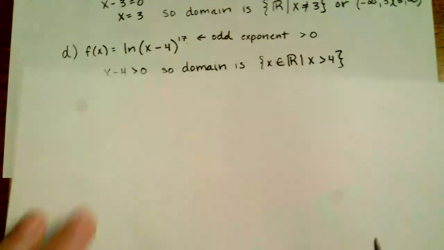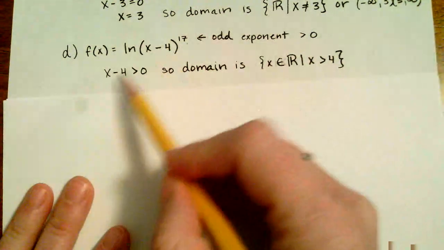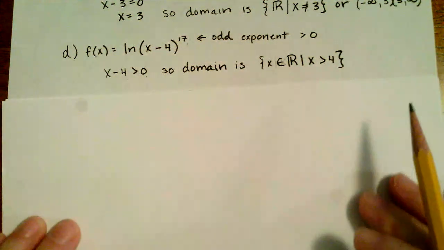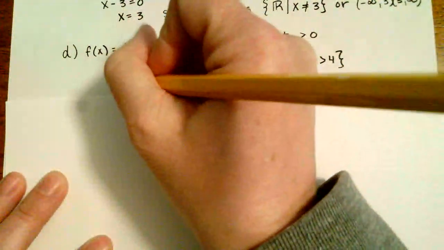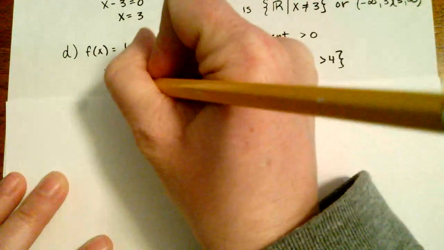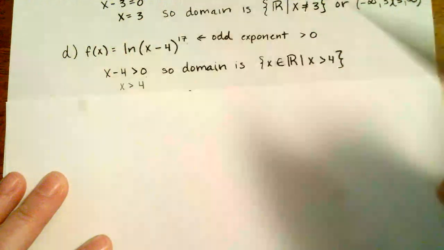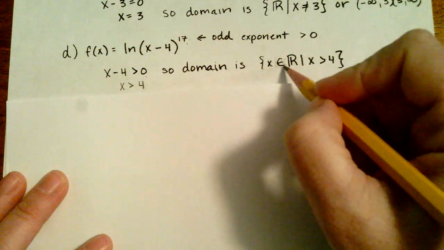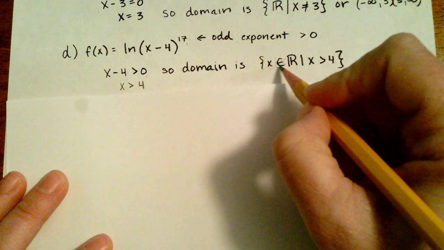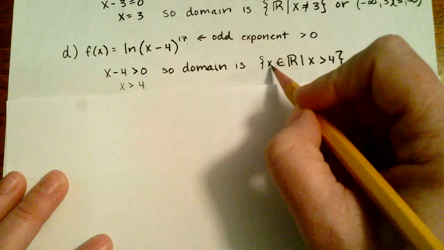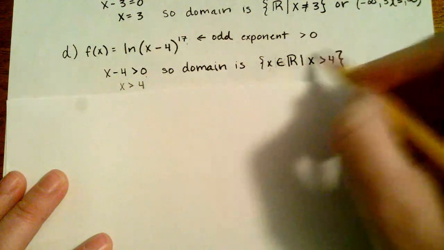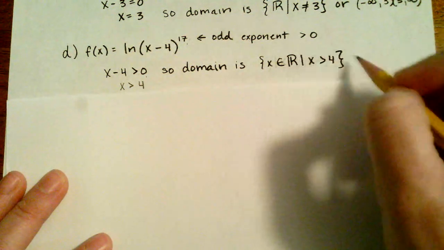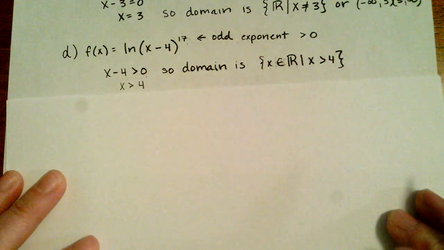So I need to look that x minus 4 is greater than 0. So hopefully you can see this simplifies to x is greater than 4. Okay, so our domain is going to be x is an element of the real numbers. This symbol means element of, and all this means is x is a real number. Our line means such that x is greater than 4. Okay, so this is another way to represent our domain.